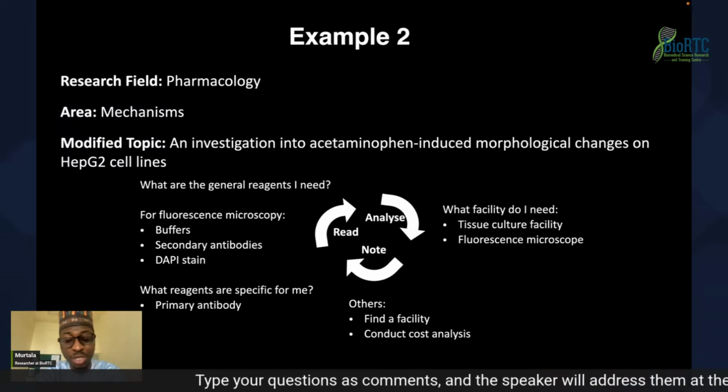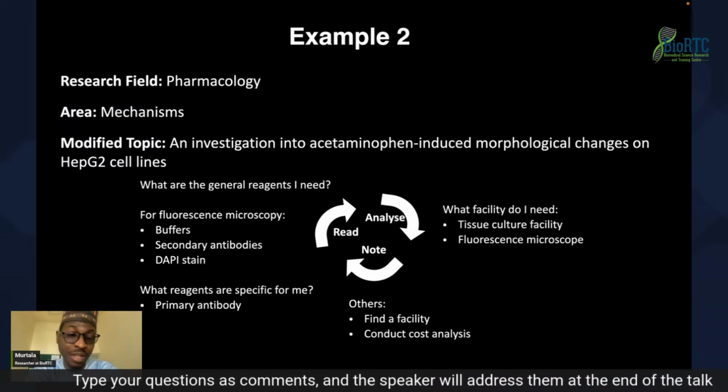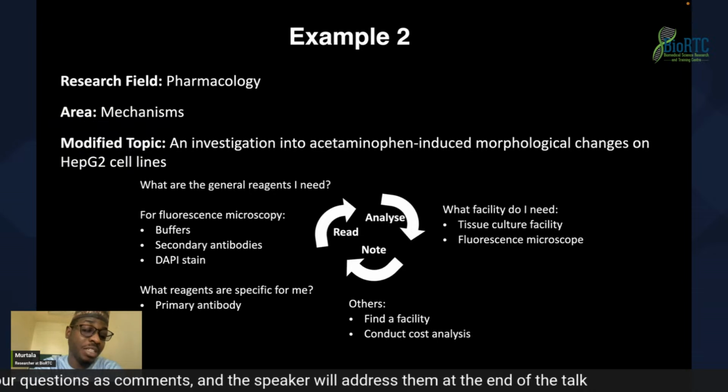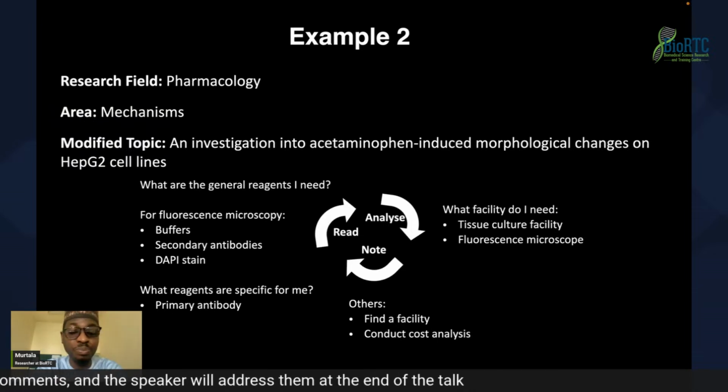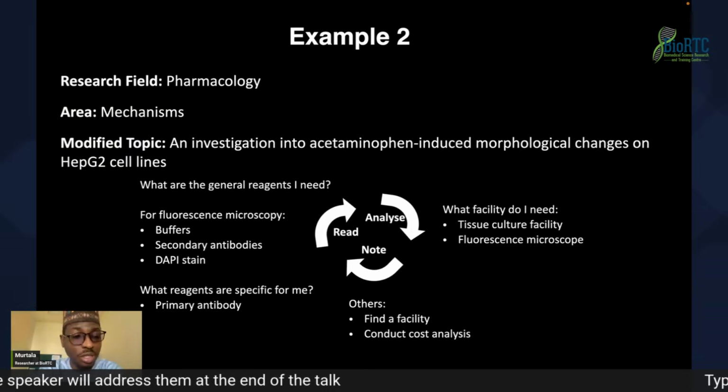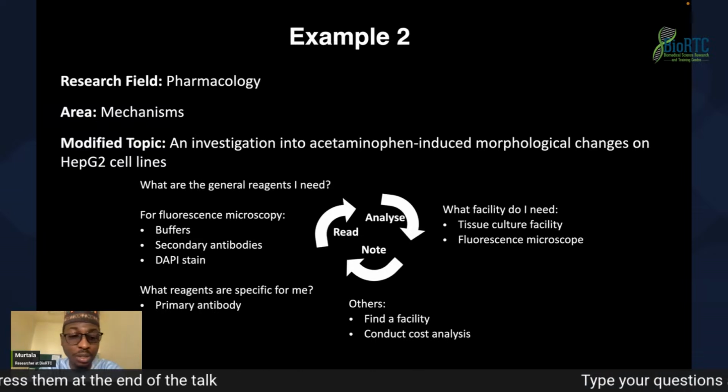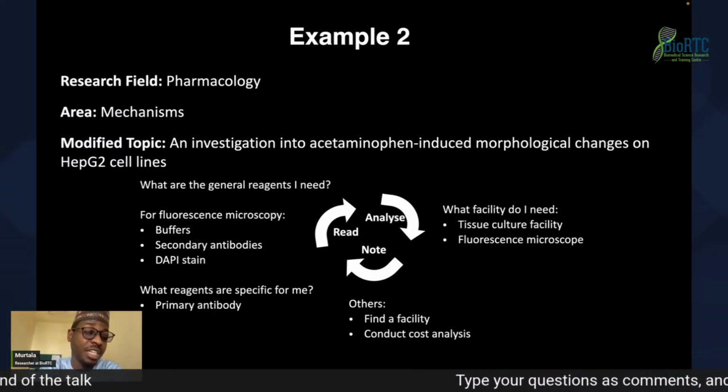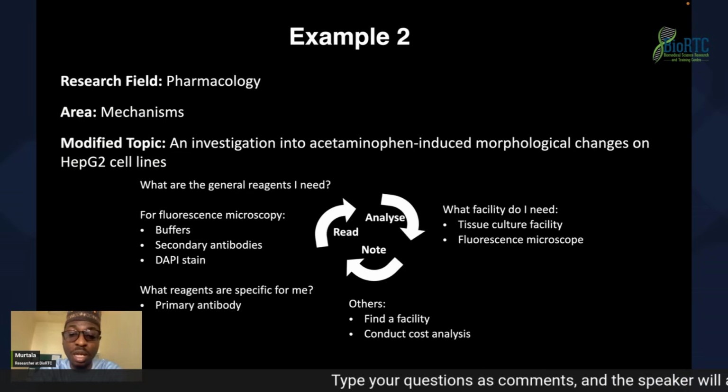Sometimes secondary antibodies are very common. For example, right now in the facility, if you come with your primary antibody, we do have secondary fluorescent antibodies that you can use for detection, especially anti-goat and anti-mouse, which are available in the facility.